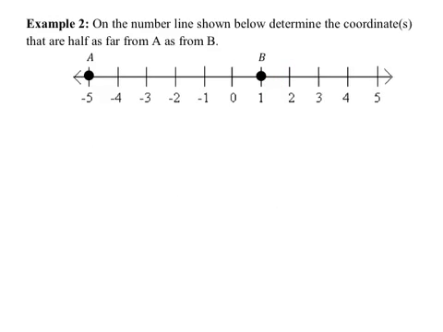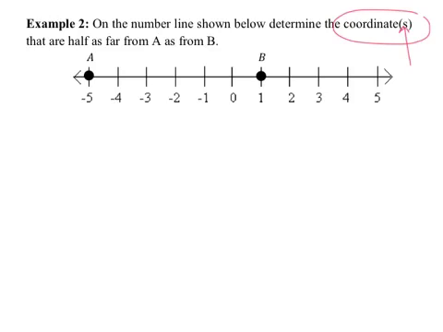All right, let's take a look at a second example here. On the number line shown below, determine the coordinate(s) that are half as far from A as they are from B. Half as far from A as they are from B. Now, notice it says coordinate with a parenthesis S there. Make sure you understand that what this means here is that there could be more than one coordinate that satisfies this condition. So what we're going to say to ourselves is, well, we might want to use a little bit of algebra here.